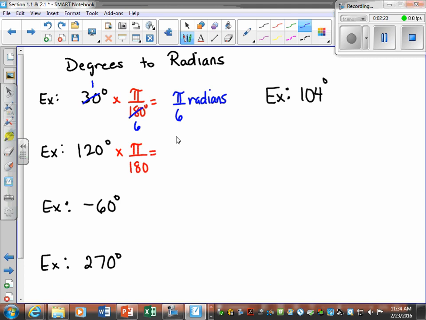Okay. So if I divide, a 60 is a common factor, so I divide this by 60, I get 2. Divide this by 60, I get 3, and then multiply straight across. 2 times pi is 2 pi. 1 times 3 is just 3 on the bottom, so 2 pi over 3 radians.